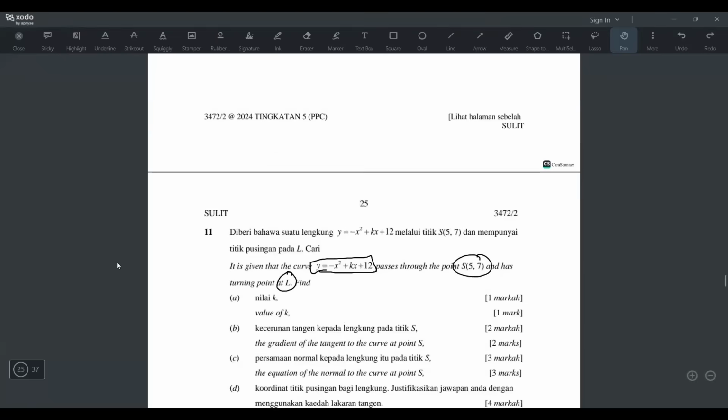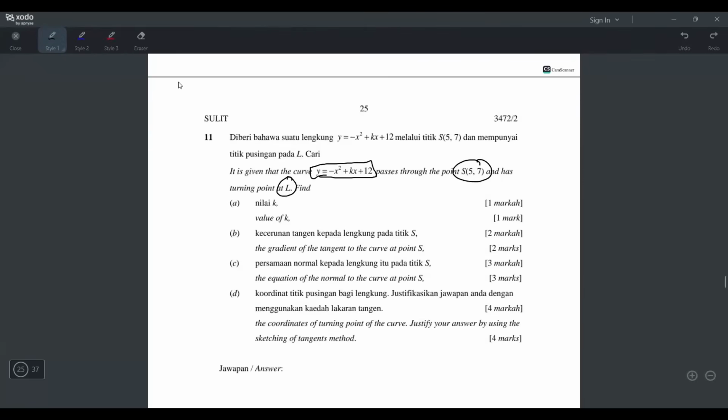All right, so how to find the value of k? First, they never ask to find the maximum or the turning point, so I will not do dy/dx equals 0. They just ask to find the value. So what you need to do is sub the x and y inside: y equals negative x squared plus kx plus 12. If you want to find k, you just need the x and the y.